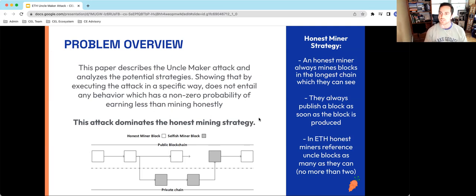Now on the right here, you see an honest miner always mines a block with the longest chain. That's a common ecosystem or consensus layer fact. They always publish a block as soon as the block is produced. And in ETH, the honest miner refers to uncle blocks that can be produced as many as they can, but no more than two. And so in an honest block, an honest miner will always mine the blocks that are proposed to them.